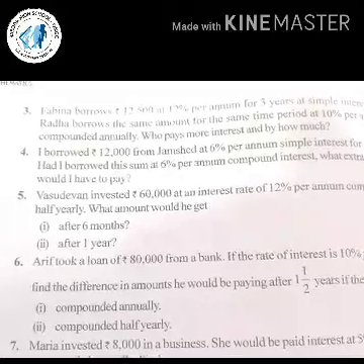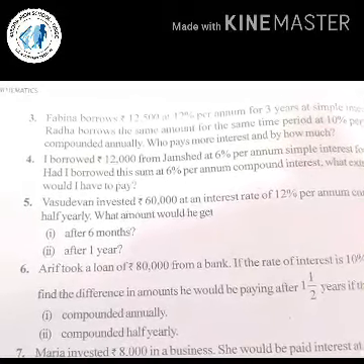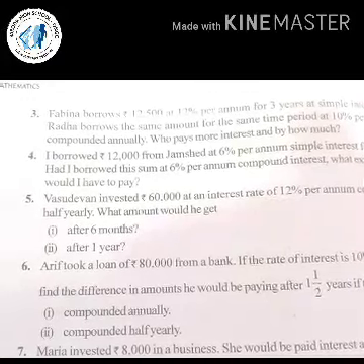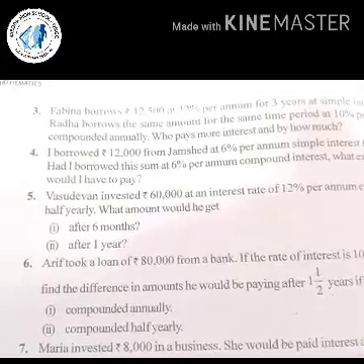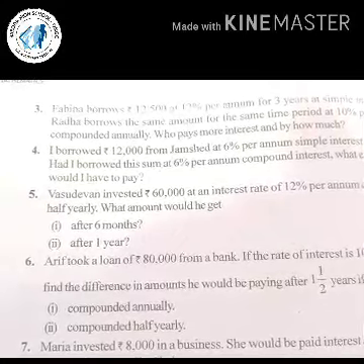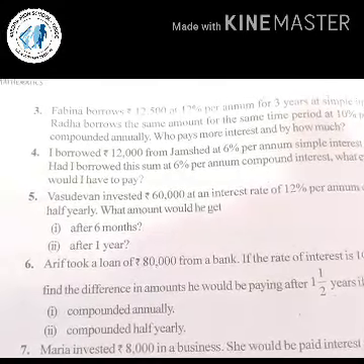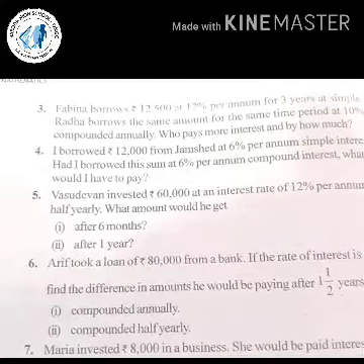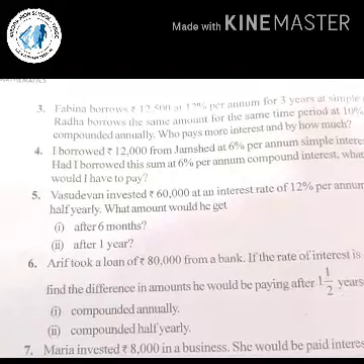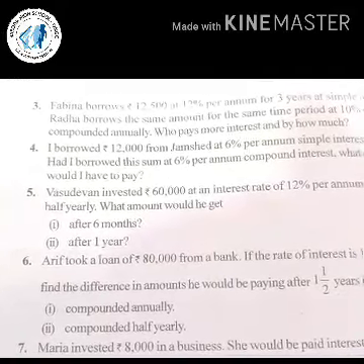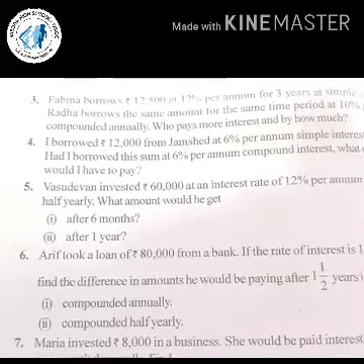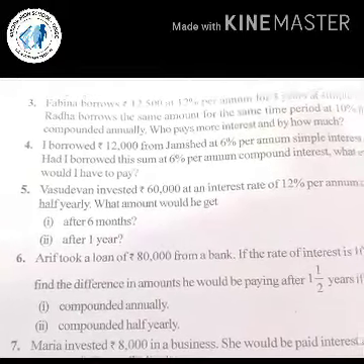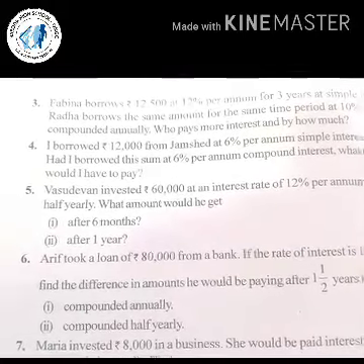Now Vasudevan invested 60,000 at an interest rate of 12% per annum, compounded half yearly. So here you will be using the formula of half yearly. You will be dividing 12% by 2. What amount would he get after 6 months? Here 6 months is the first half, so n is equal to 1. And for 1 year, n will be equal to 2 because it is compounded half yearly.